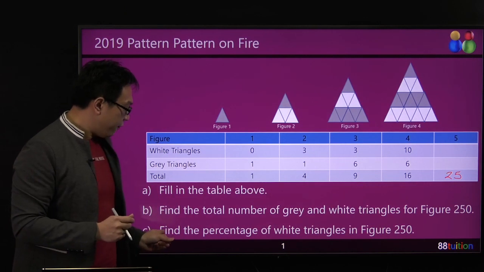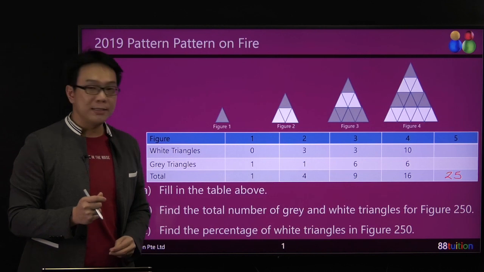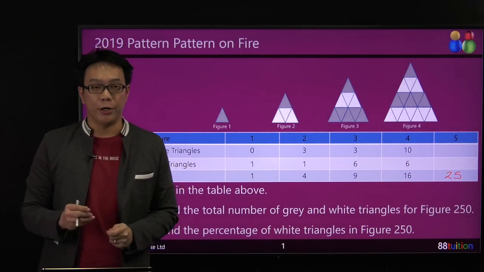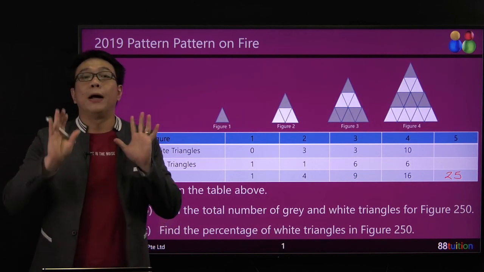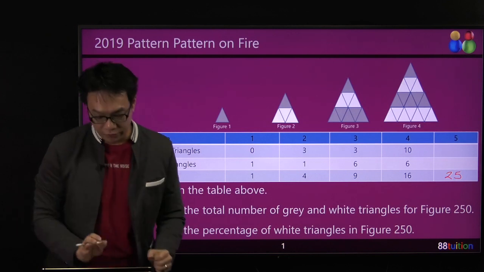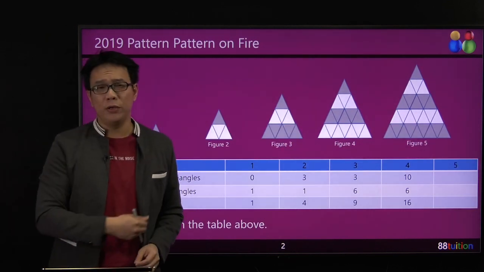Part C, find the percentage of white triangles in figure 250. Oh, that's a little bit tough. Because we need to go and find the individual white triangles and the grey triangles. That's a bit tough. But don't worry. Try to secure your first part and the second part of the question first. Shall we? Alright, so part A, fill in the blanks. Just fill in, got marks.